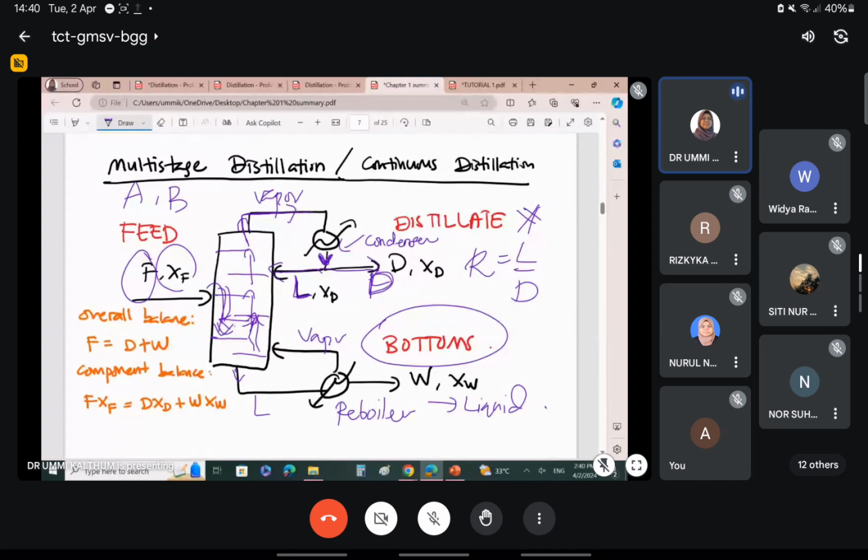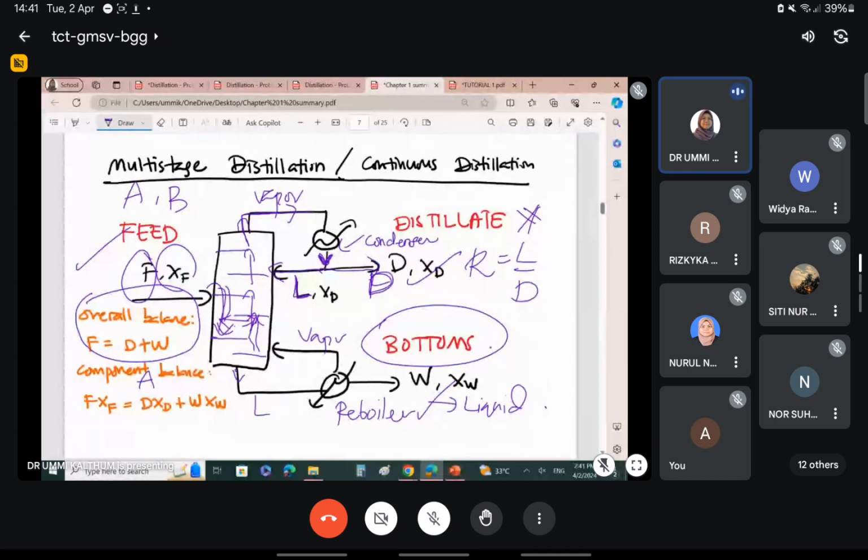So ini adalah overall balance. F is equal D plus W. F feed, D distillate, and W is bottoms. So component balance usually on A. A is for more volatile component, so A mesti keluar ke atas. So F XF sama dengan D XD plus W XW. So XF, XD, and XW is for component A. Remember component A.